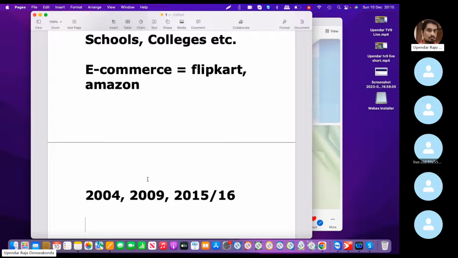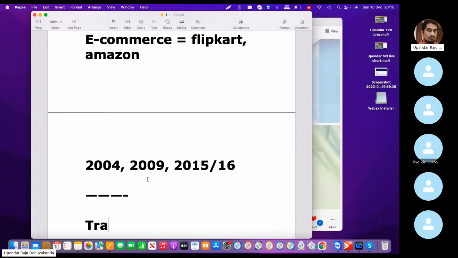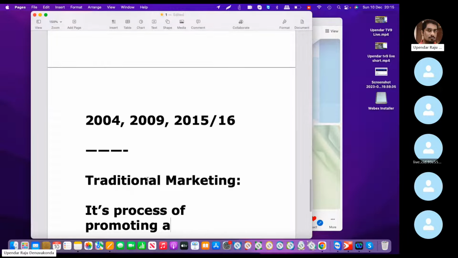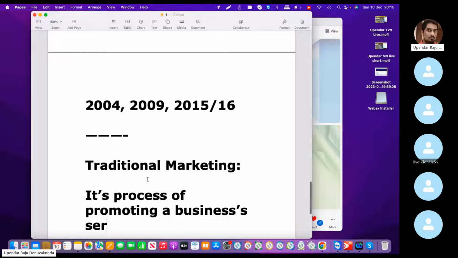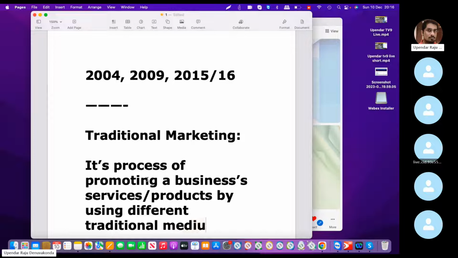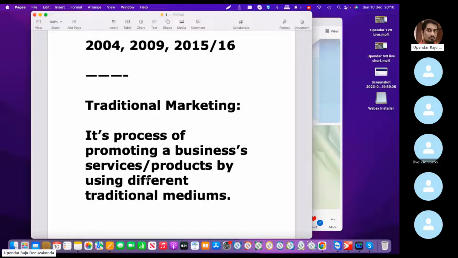So what were people doing before 2004, before 2000? They were implementing something called traditional marketing, and it is most important for you to have the proper definition for traditional marketing also. So what is traditional marketing? It's a process of promoting business services or products by using different traditional mediums. It's a simple definition, but try to understand.